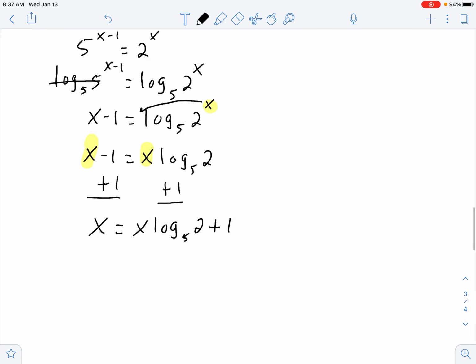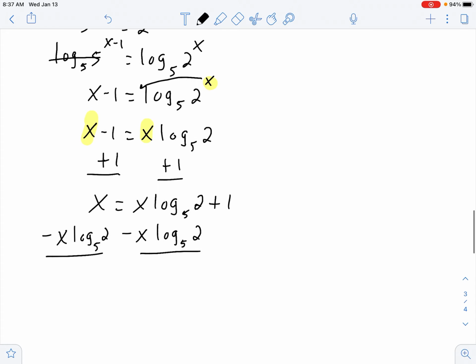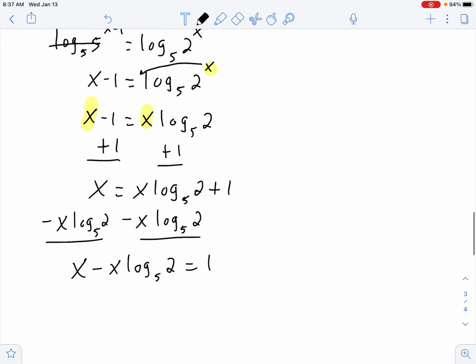And then I am going to subtract this right here to the other side. So that is going to put all of my x's on one side of the equation. So I will have x minus x log base 5 of 2 is equal to 1. So now you're saying, well, how does that help me? I'm still no closer to solving this.